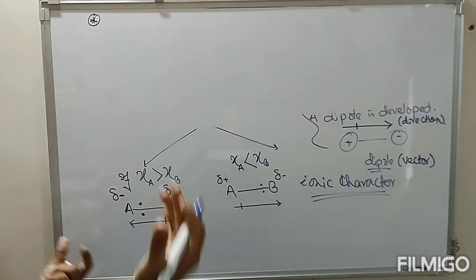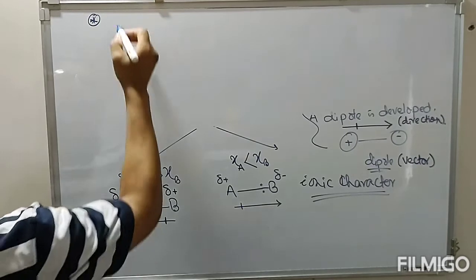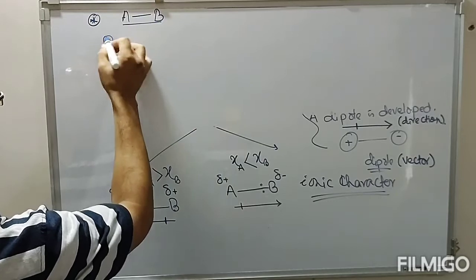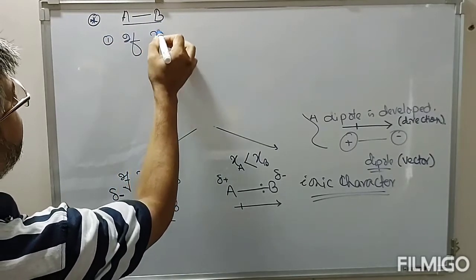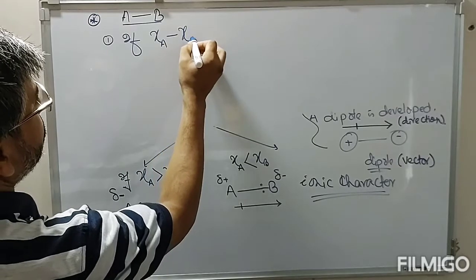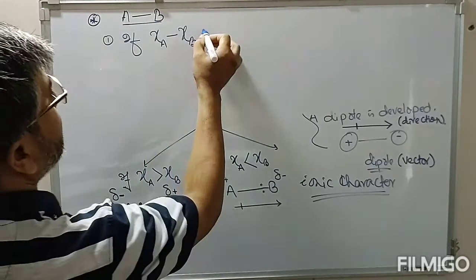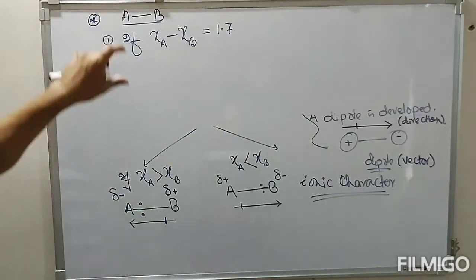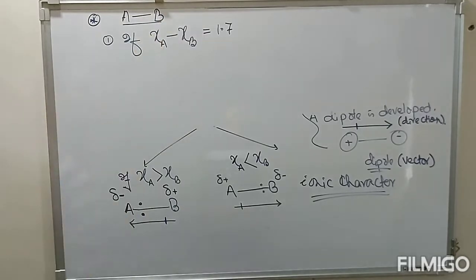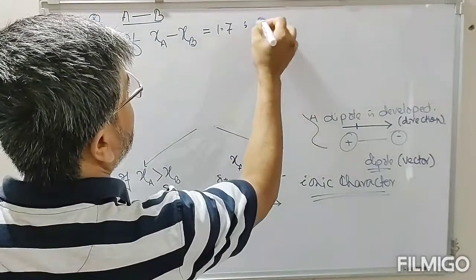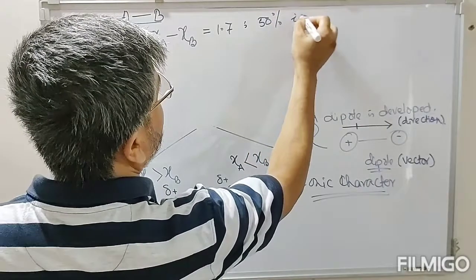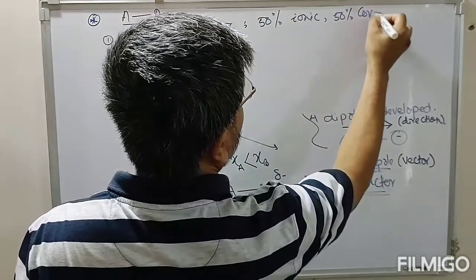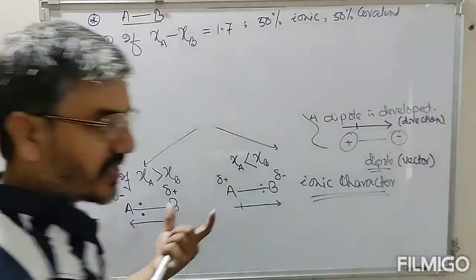Now this is for rough prediction of percentage ionic character. So we have this AB, we have this A, B. If the electronegativity difference between the combining atoms A and B is equal to 1.7, that is a limiting case. So if the electronegativity difference between A and B is 1.7, then we say this bond is 50% ionic, 50% covalent. So we can have a rough prediction.